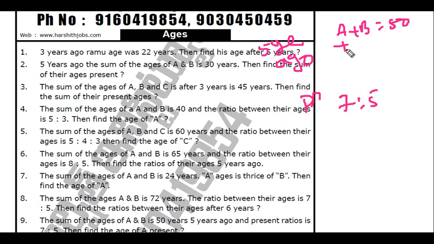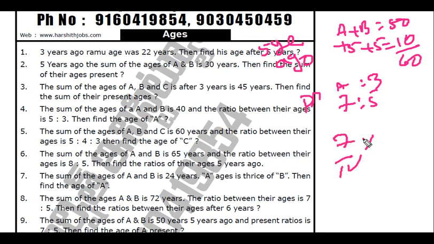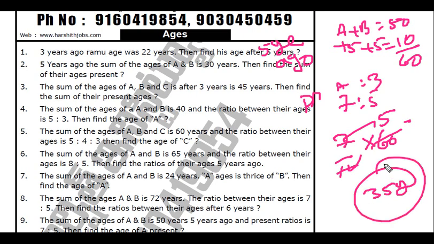So we have to sum will be present. So 5 plus 5, 10 means we have to add 10 years, 60. Find the age of A present. This is the A, this is the B. 7 by 12 into 60, 12 5 years, 7 5 years, 35 years. 35 years is A's present age.